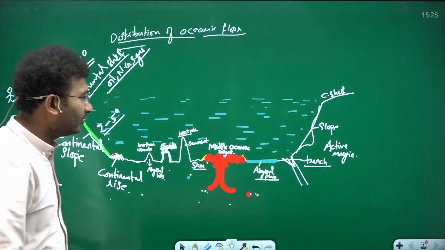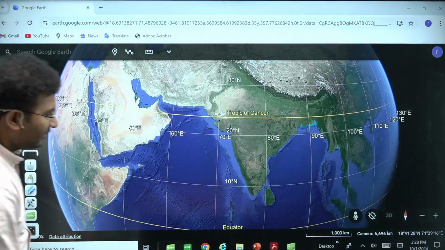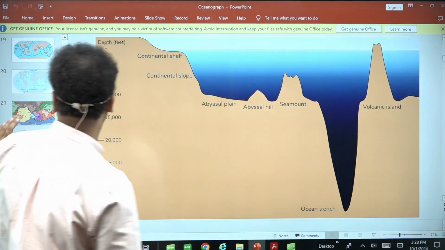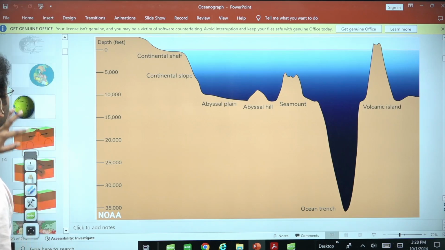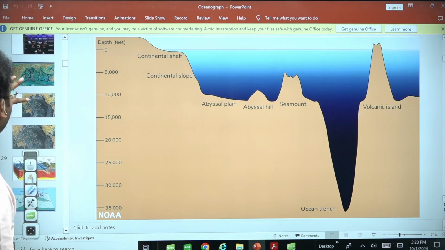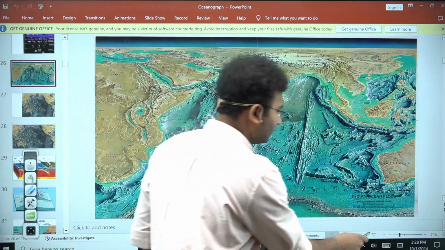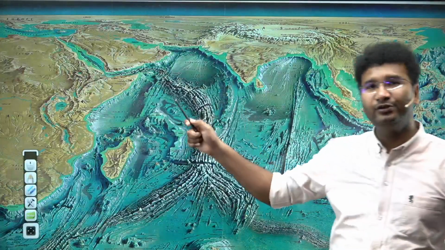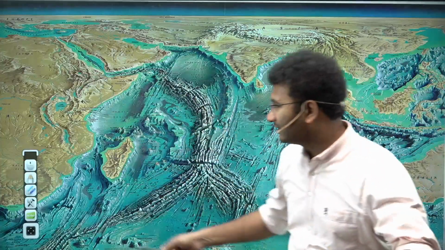Now on a practical note, if I take India, let's try to understand the ocean bottom topography of the Indian Ocean. See here, your ocean bottom topography of Indian Ocean. I'll point out the stencil, you let me know what exactly this is, right?